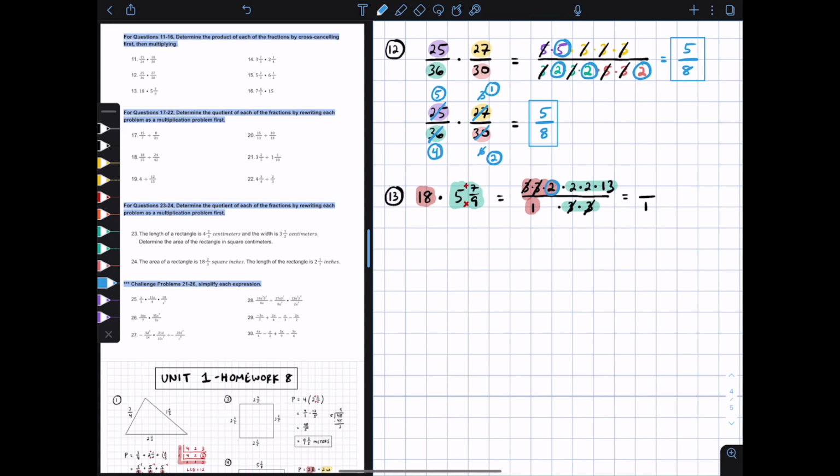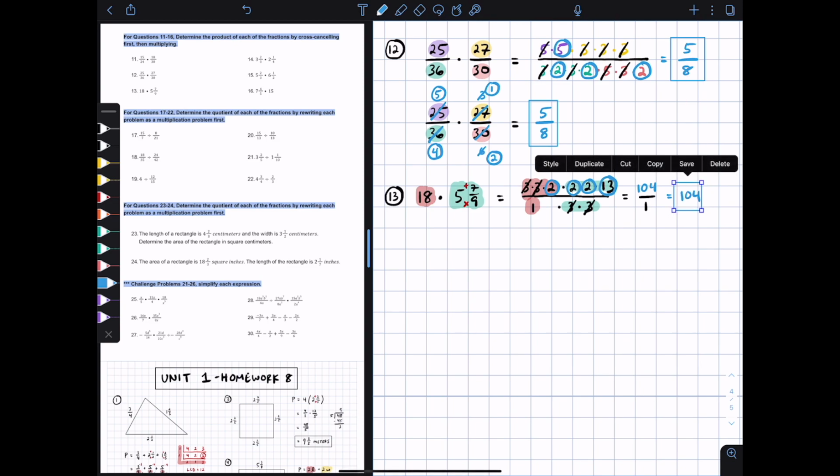The 2 and 2 and 2 and 3, so I guess those didn't cancel out with anything, so I think the 13, sorry, is actually 52, and 52 times 2 is 104. So this final answer is actually just a whole number of 104.